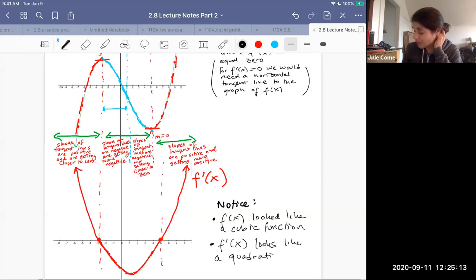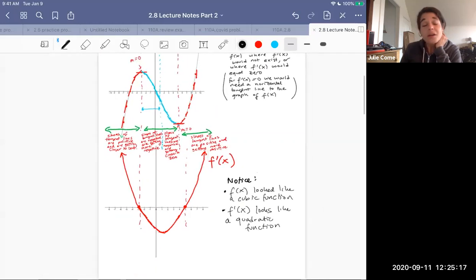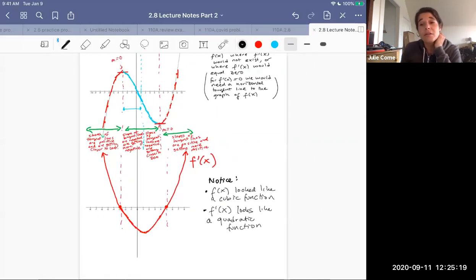In fact, we will see that if you have a polynomial function, the derivative will always be a polynomial of 1 degree smaller. So it's not a coincidence that we started with a graph of f of x, which appeared to be a cubic function, and when we did a rough plot of what f prime of x would be, we got something that looks like a quadratic function. That, in fact, will always be the case. If we start with a 4th degree function, the graph of the derivative will be a cubic function.